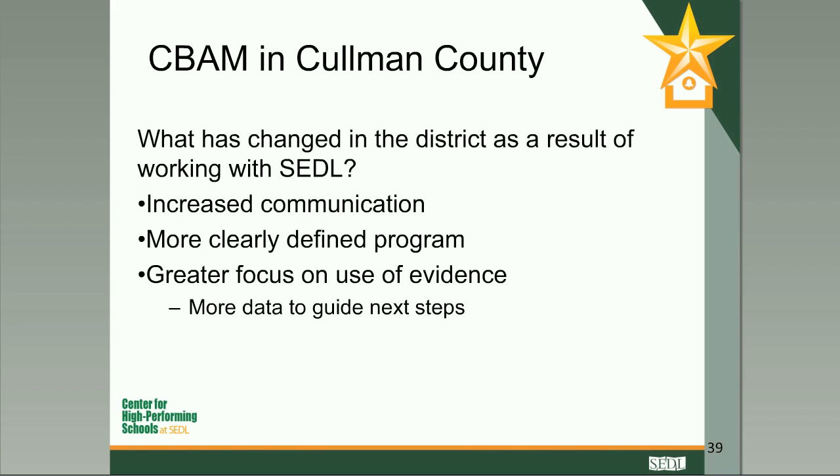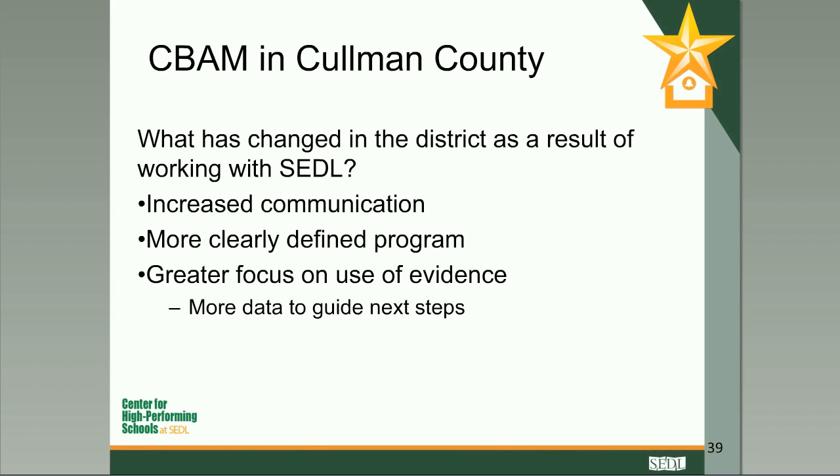So, again, we touched on these a little bit already. What are some of the changes you've seen as a result of working on the CBAM process with us at CETL? We take the time to fully investigate what we're going to do in a more in-depth way than we ever have. And right now we're looking at technology.